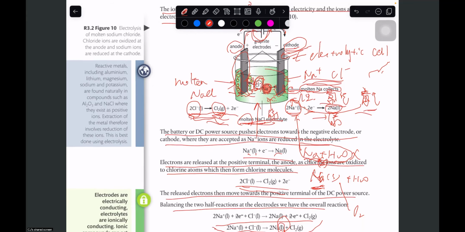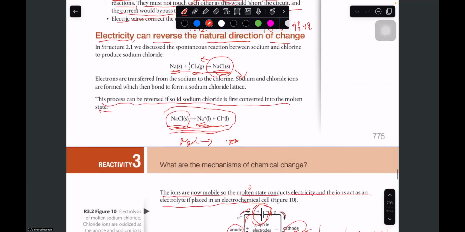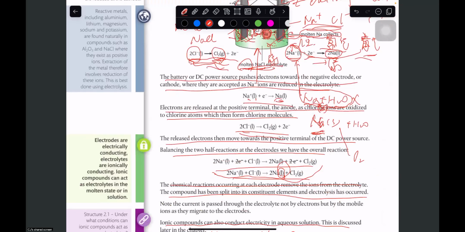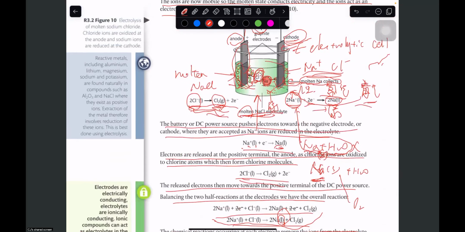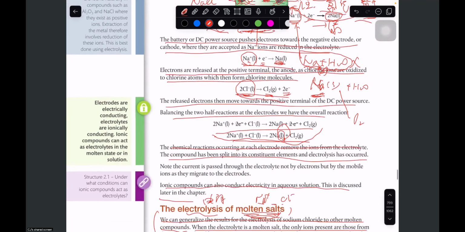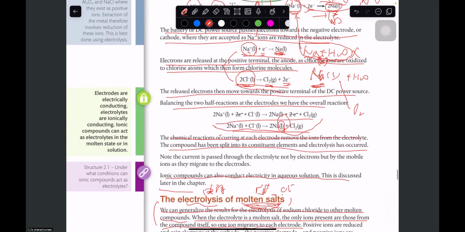And we will reverse the direction of this reaction to produce the elements. At the cathode, the Na+ will gain an electron to produce sodium. And at the anode, the Cl- will lose electrons to produce chlorine. If we combine these two half equations together, we will get this one. Like this one, right?